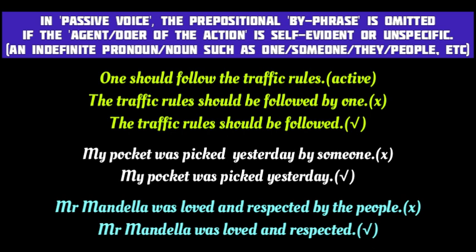Similarly, in the passive construction, my pocket was picked yesterday by someone, the use of the by phrase, by someone, is unnecessary. Here the doer of the action, someone, is unknown and the action is more important. My pocket was picked yesterday is just right. In the last example also, Mr. Mandela was loved and respected by the people. The use of the by phrase, by the people, is unnecessary. Why? Because Mr. Mandela was a people's leader, so the doer of the action is implied or self-evident here. If you just say Mr. Mandela was loved and respected, it's clear who loved and respected him.